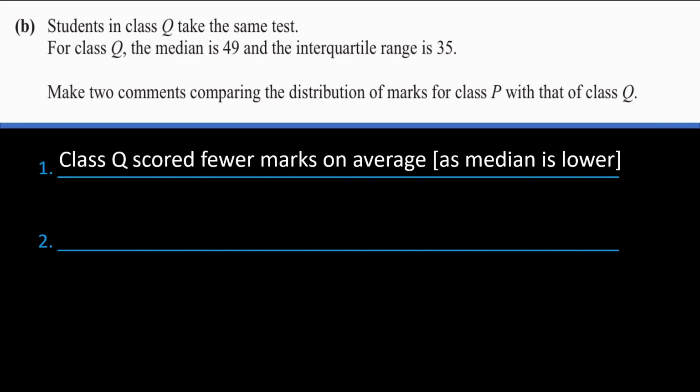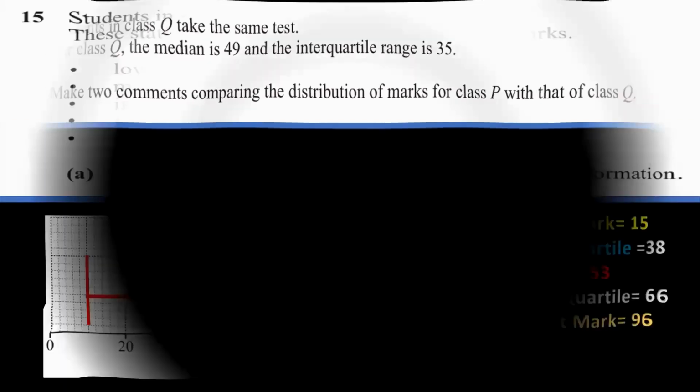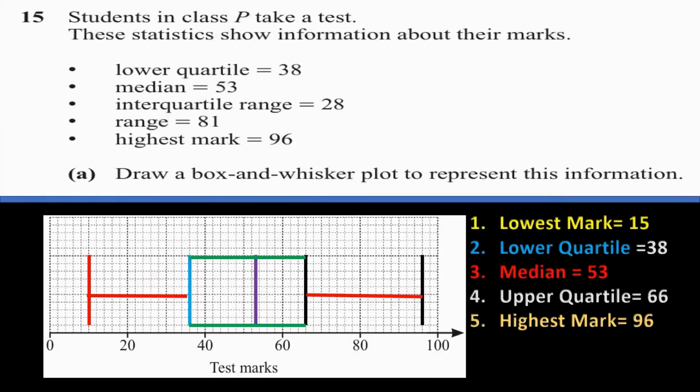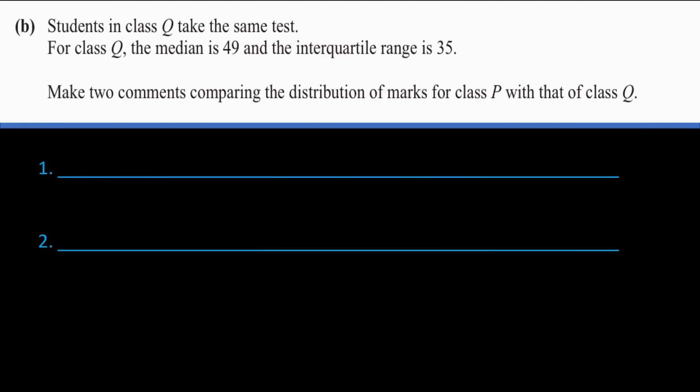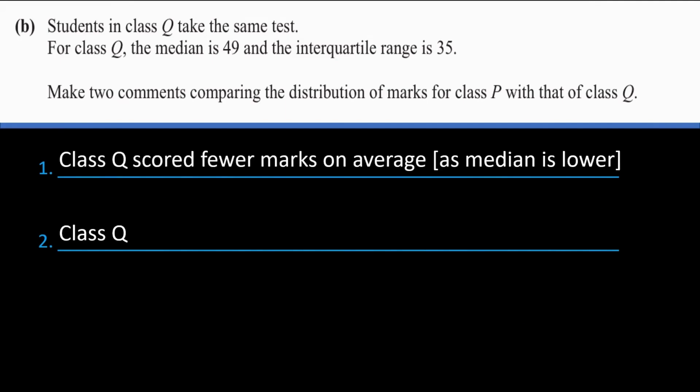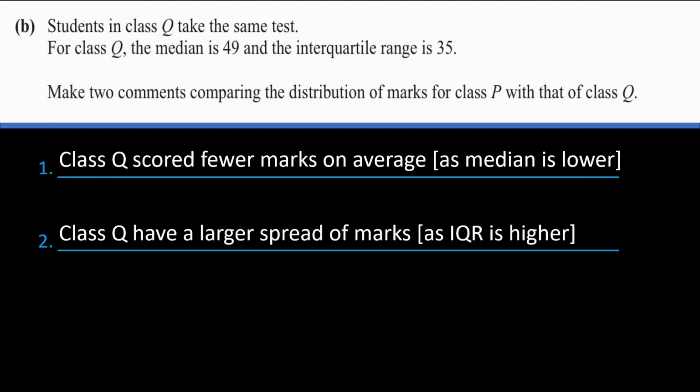And here is 35. Remember interquartile range for class P. If you don't mind, let's look at it again. Look at interquartile range given as 28. And here for class Q is 35. So higher in class Q than in class P. And so with that, we will say that class Q have a larger spread of marks.